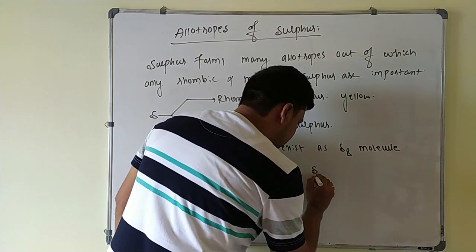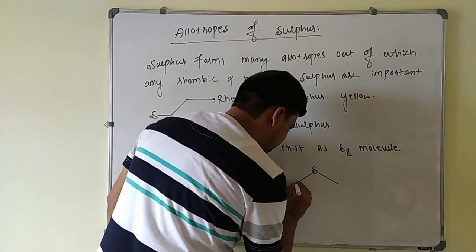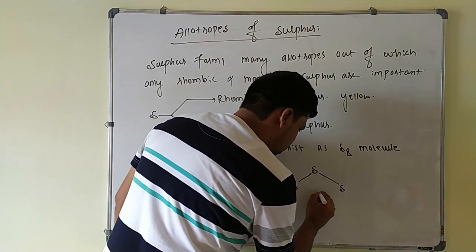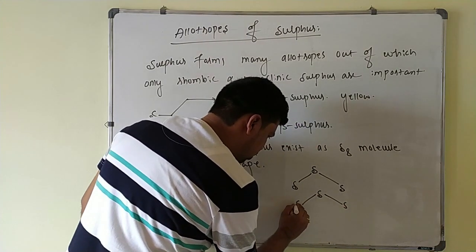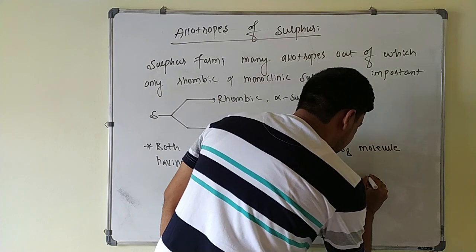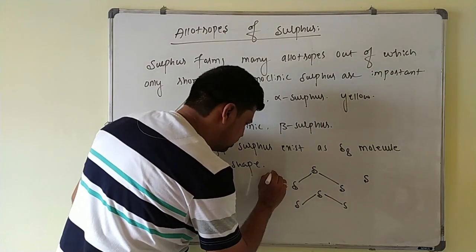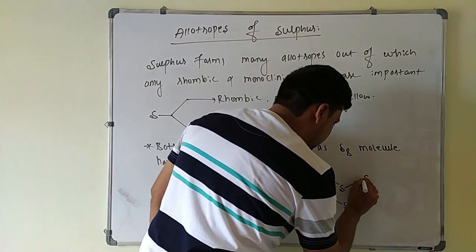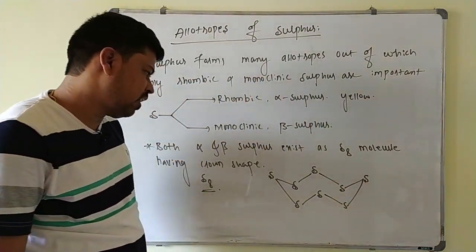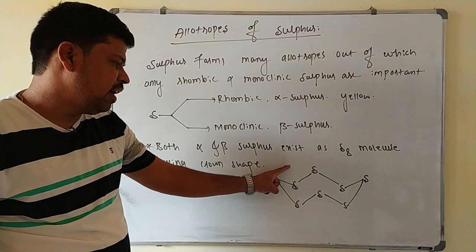You take sulfur, and three sulfurs are arranged like this, and the remaining three sulfurs are also arranged exactly below them. So the seventh sulfur is like this and the eighth sulfur is here. Just join the remaining two sulfurs like this, so that you form a crown shape here.